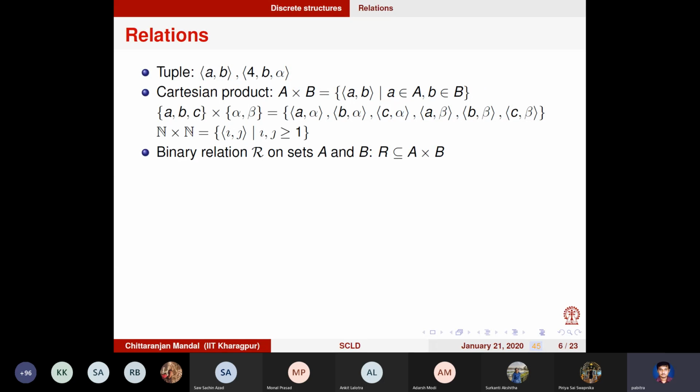So this relation, script R, is a subset of A cross B. We would say that a particular ordered pair, or element of the Cartesian product, belongs to the relation or does not belong to it. For example, if I have a relation comprising (A, alpha), (B, alpha) and (C, alpha), then these three tuples belong to this relation, and the other three tuples do not belong to this relation, because the relation is a set.